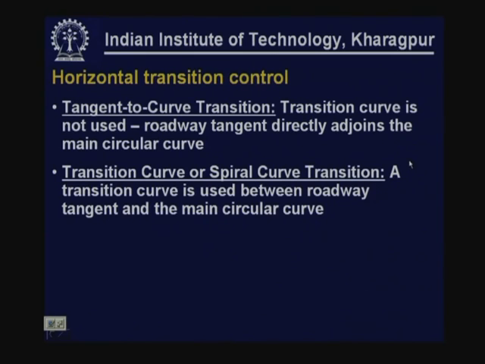Now, horizontal transition can basically be done broadly in two different ways: using a transition curve and without using a transition curve. There are two possible ways. Anyhow, there is a tangent and also a circular curve.